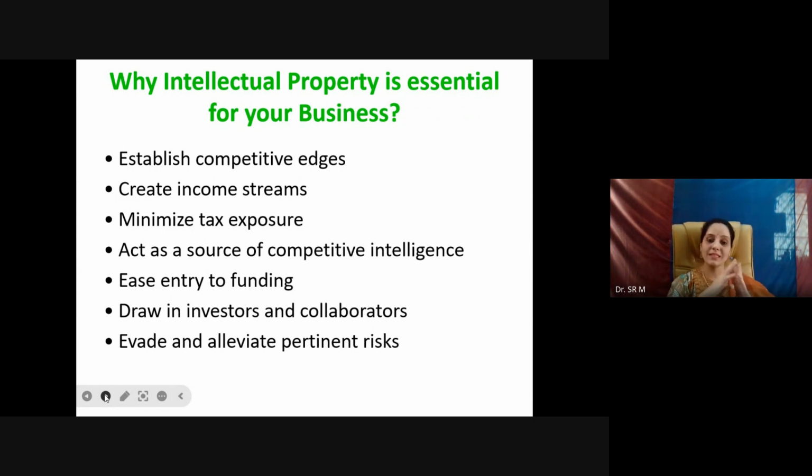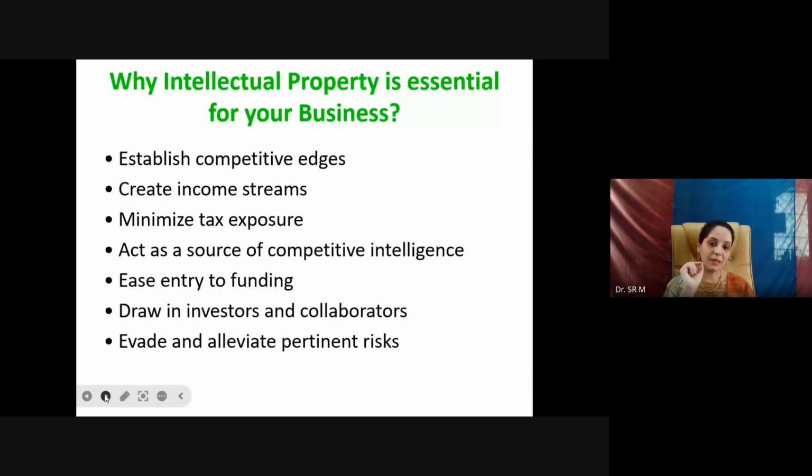It can also minimize tax exposure. Managing your IP strategically will definitely lead to tax benefits. Some jurisdictions offer tax deductions or credits for the expenses related to creating, acquiring, or maintaining the IP, intellectual property. It also acts as a source of competitive intelligence.